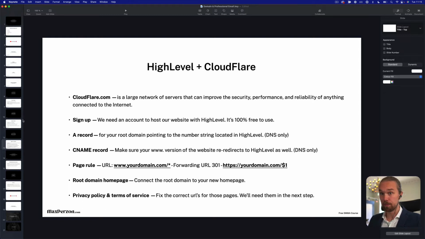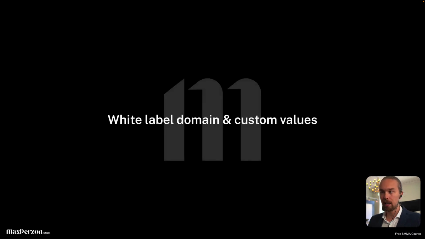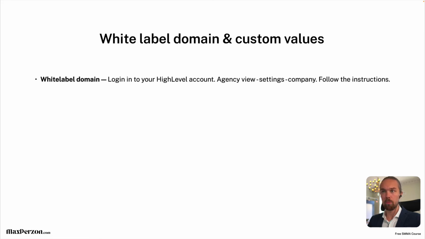Now let's continue. Now what we're going to discuss is the white label domain and custom values. We're going to white label GoHighLevel so that when you invite your clients and set up a sub account for them, it's not going to show GoHighLevel in the URL, but it's going to be your domain. So we're going to white label GoHighLevel for your business.